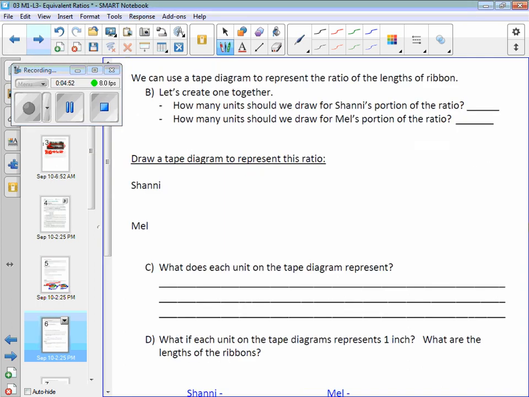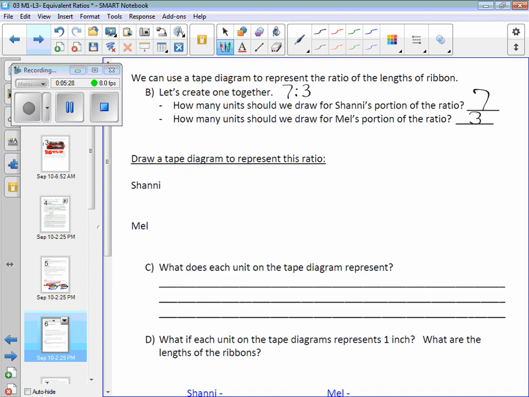Okay, we can use a tape diagram to represent the ratio of the lengths of ribbon. And just as a reminder, that ratio was 7 to 3. Everybody write that. When we create our tape diagram, the length of Shani's portion of the ratio is going to be how many boxes? John, you got it, 7. Mel's is going to be 3.